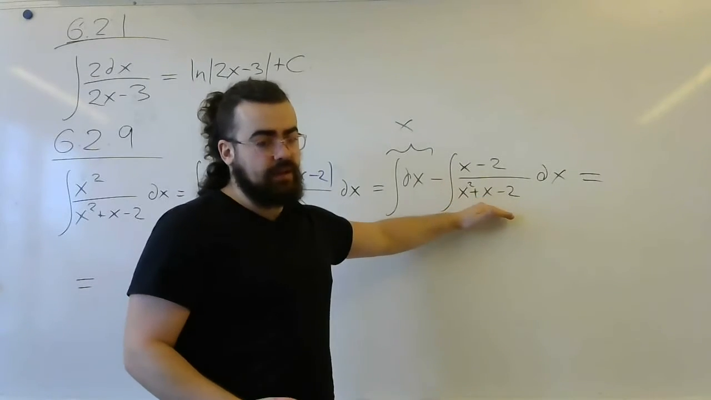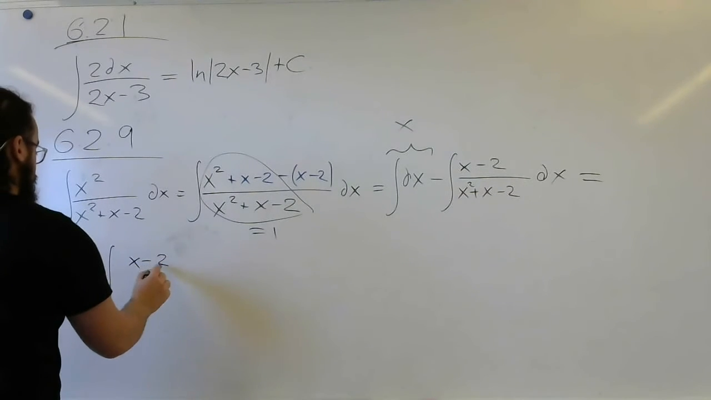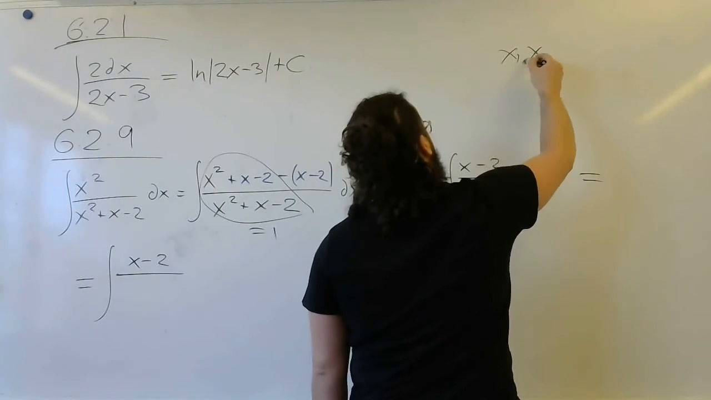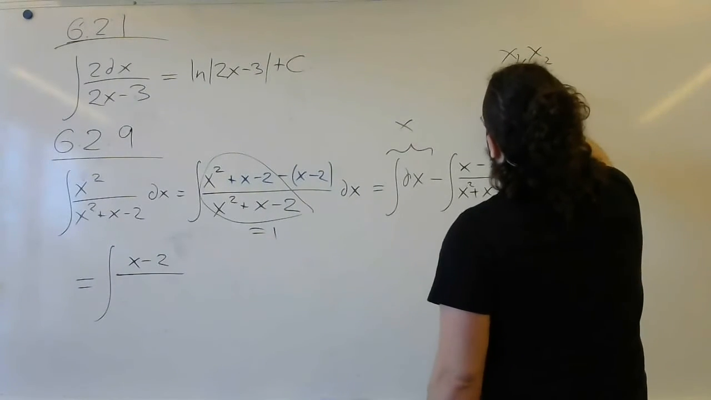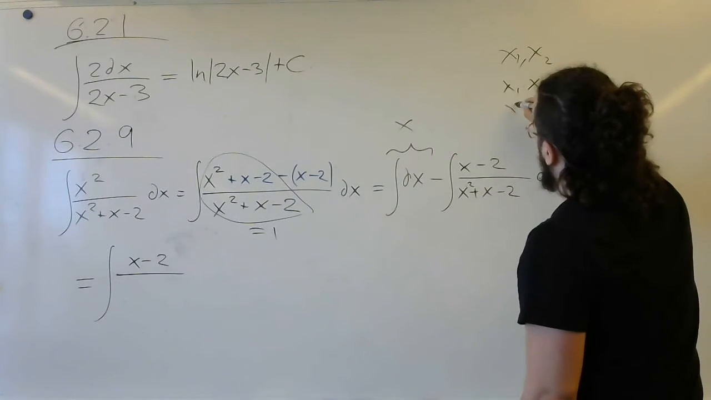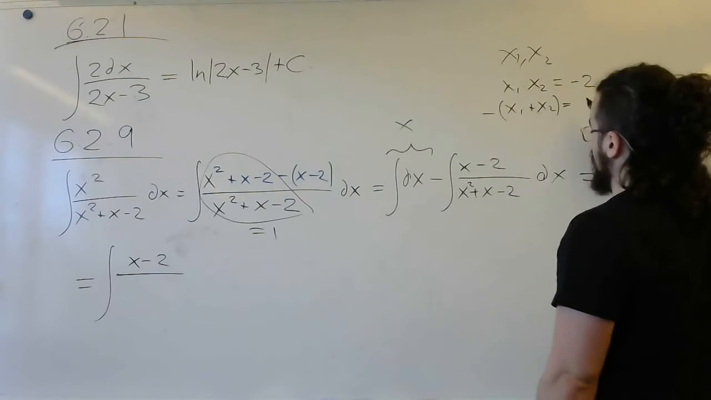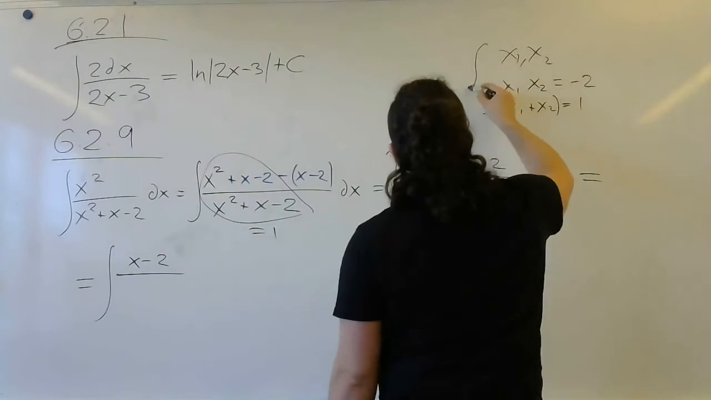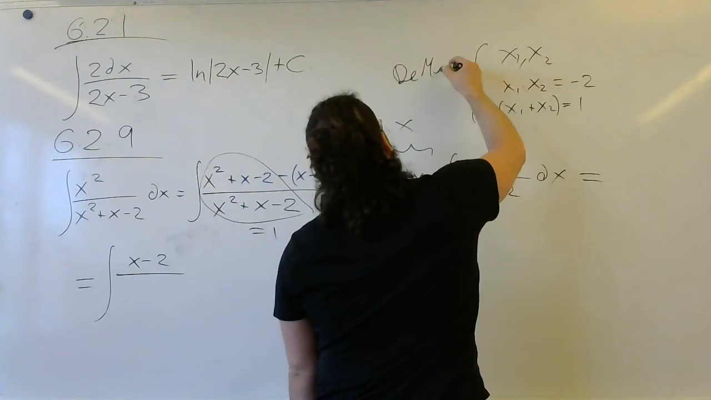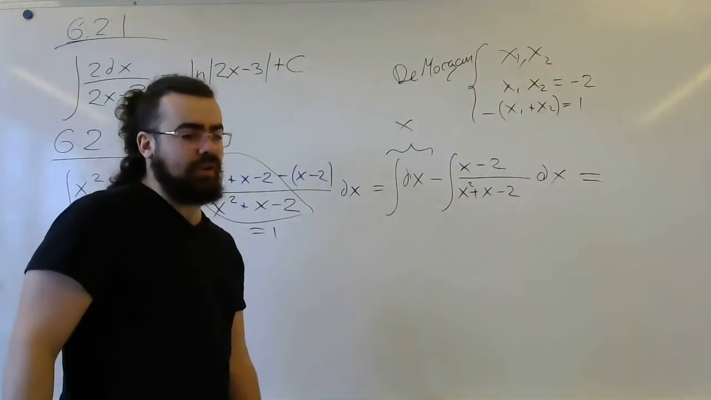First step, factorize the denominator. There are many ways to go around it, but by using the Morgan equivalences, if you have two roots, x1 and x2, the first thing we notice is that the product of the roots is minus 2 and minus the sum of the roots is 1, okay? This is what is called the Morgan equivalences.